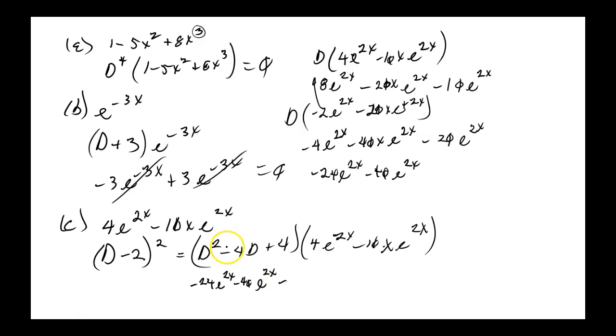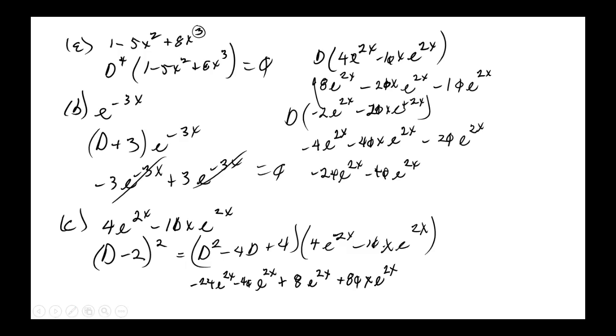Minus 4 times the d. Well, this was the d, so that's going to be a plus 8e to the 2x. Okay, and you got a minus 4 times a minus 20, that's plus 80x e to the 2x.